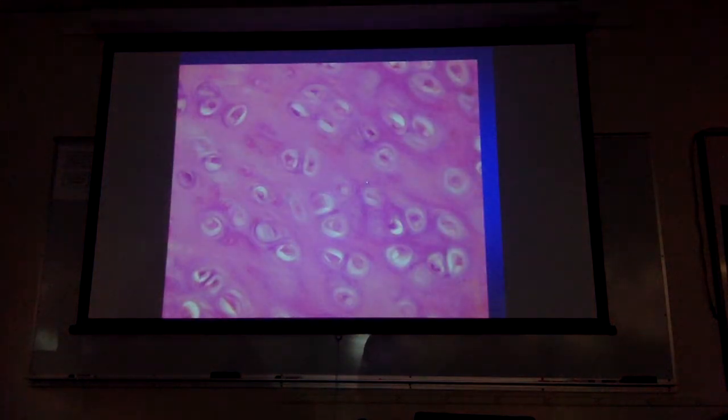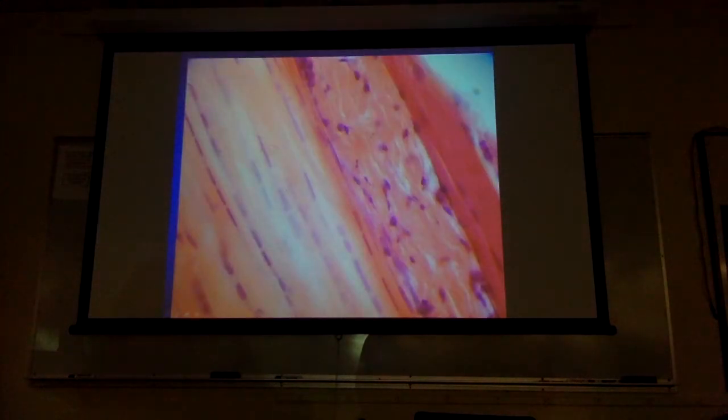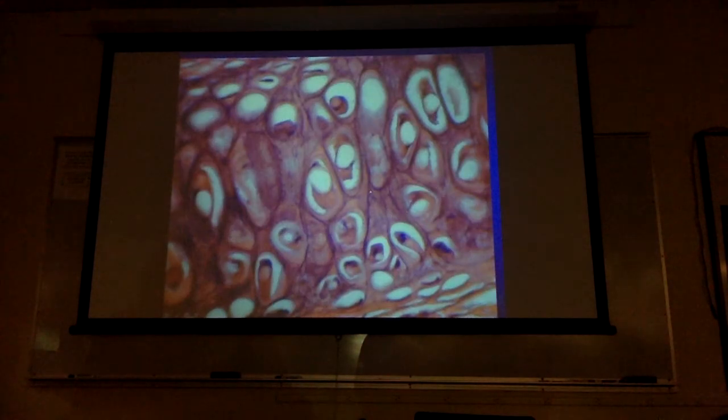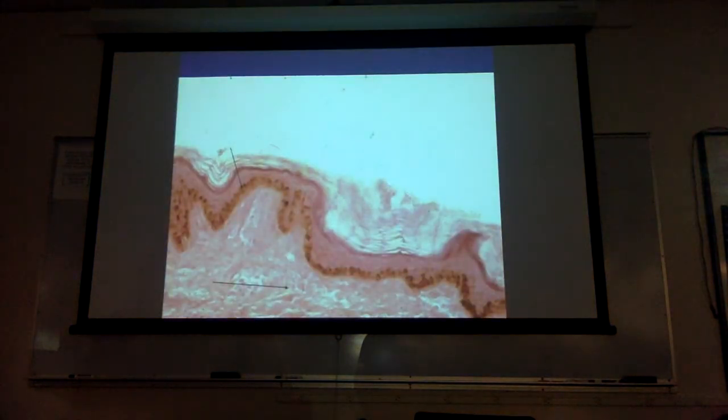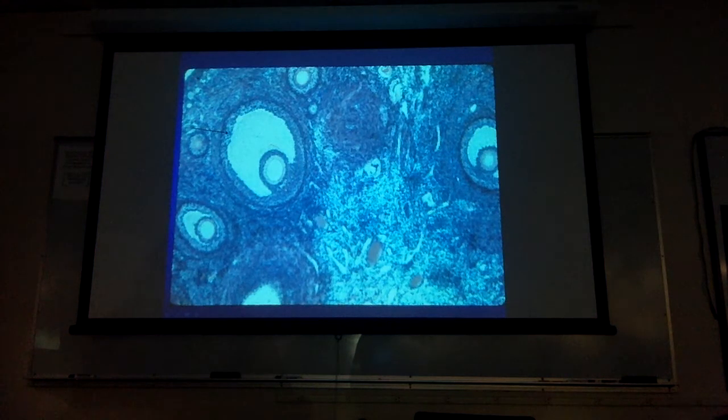What's this tissue? Hyaline cartilage, and this is fibrocartilage, and this is dense regular connective tissue. What's this? Elastic tissue. What's this? Elastic cartilage. And what's this? This is stratified squamous epithelium. What kind? Keratinized. Good. What's this? Hyaline cartilage. Good.